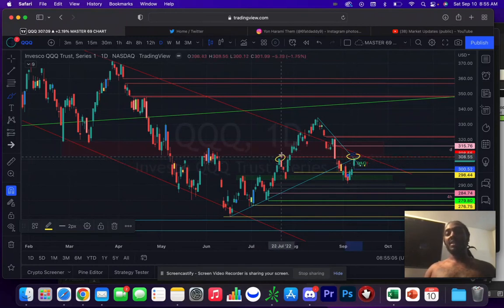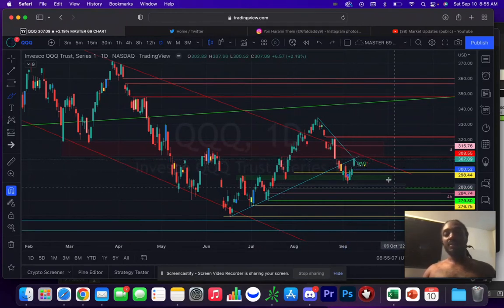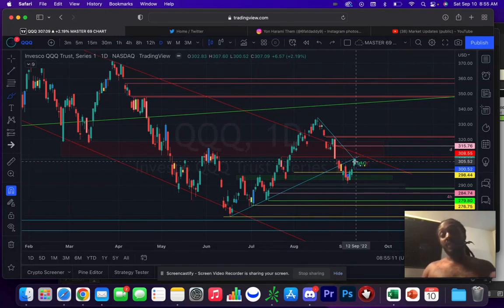And you can just kind of see here how critical that 308, 309 price area for QQQ is, and how it lines up perfectly with this trend line. You just have to wait for these types of setups. And that's why I give it to the bears for now.